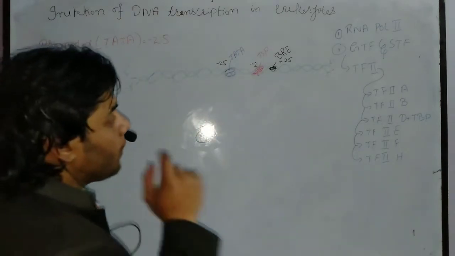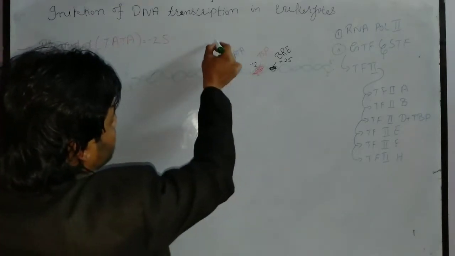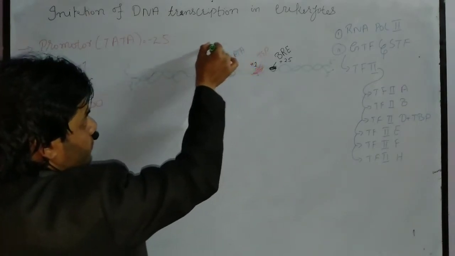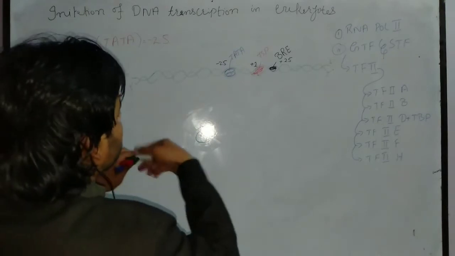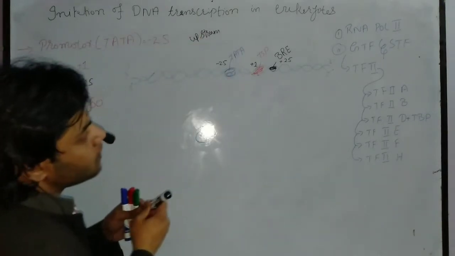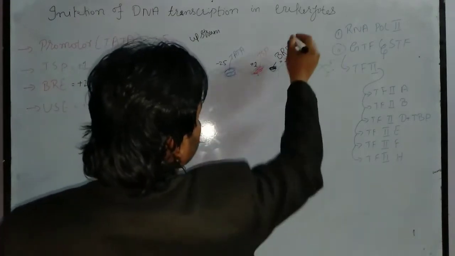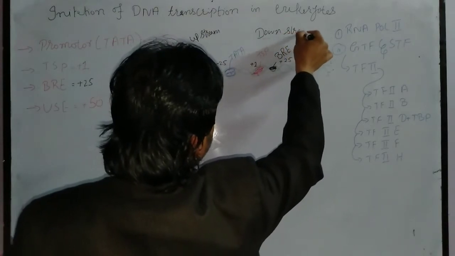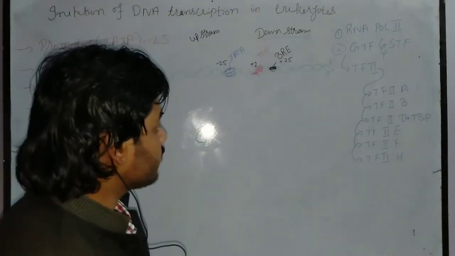Now remember, all the sequences present at the left side of this transcriptional start point, we call that upstream. And all the sequences present on the right side of this plus one position, we call that downstream.